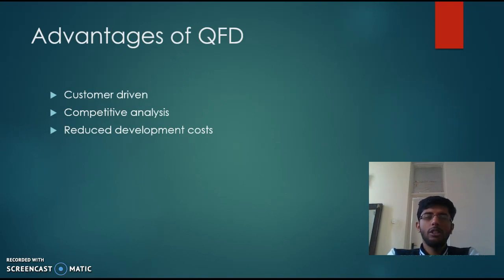So in short, quality function deployment talks about the satisfaction of customers which they require from the products and services.